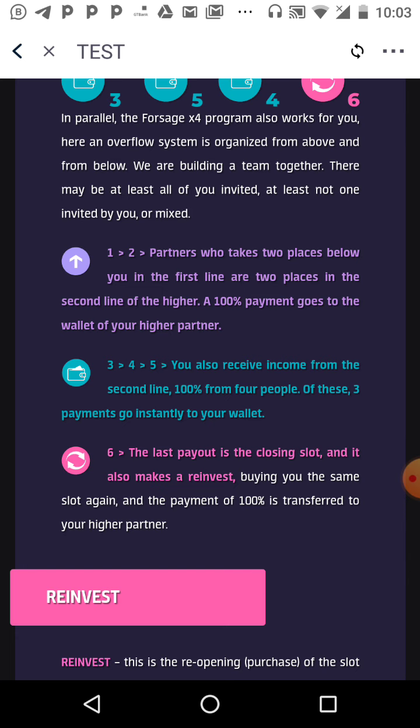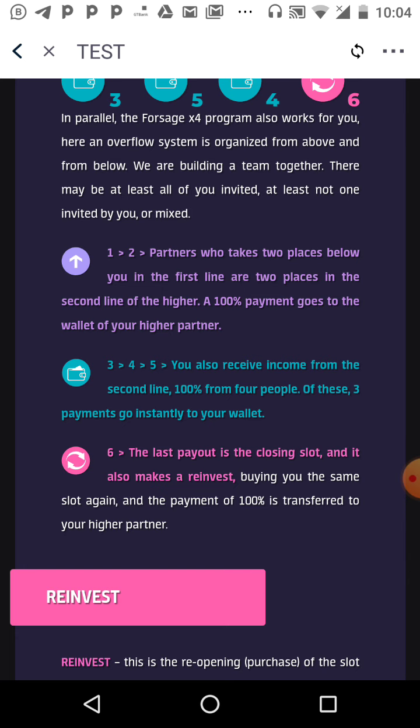The 1, 2 partners who take 2 places below you in the first line are 2 places in the second line of the higher partner. I said it earlier. The partners who take places below you in the first 2 lines are 2 places in the second line of the higher.